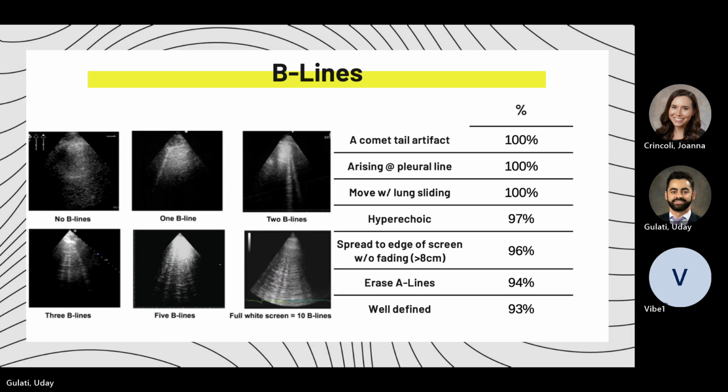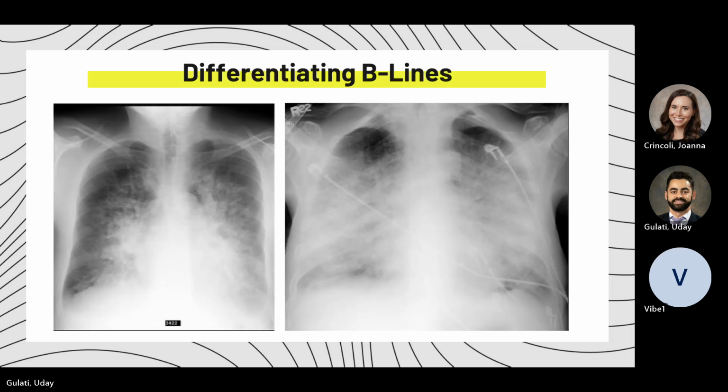You can characterize these B lines, so don't just stop at B lines. Is it a comet tail pattern? Does it start at the pleural surface? How many B lines are there? Does it spread all the way down to the screen? So if you get those 3 A lines, does it go all the way down? Does it make your A lines disappear? And are they well-defined? Are they heterogeneous? Are they homogeneous? All these characteristics matter because they'll help you to make your diagnosis.